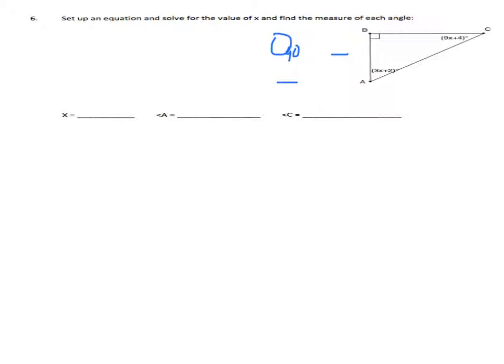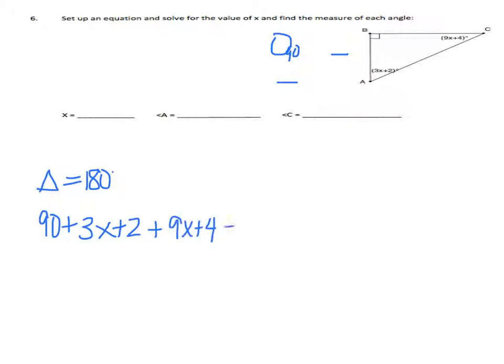Now, knowing what I know about a triangle, I know a triangle will equal 180 degrees. So if I add up all the measures of the triangle, even though I don't have the value of x, I know that's going to equal 180 degrees. So I set up my equation, and now I'm just going to solve for x. I'm going to combine my like terms. 3x and 9x gives me 12x. 90 plus 2 plus 4 is 96.